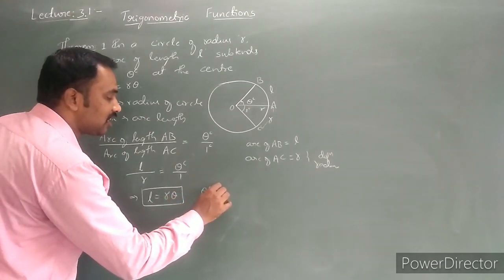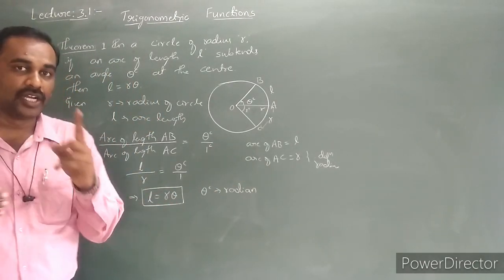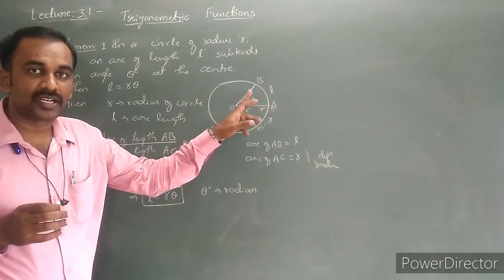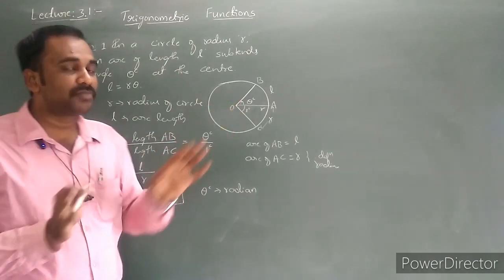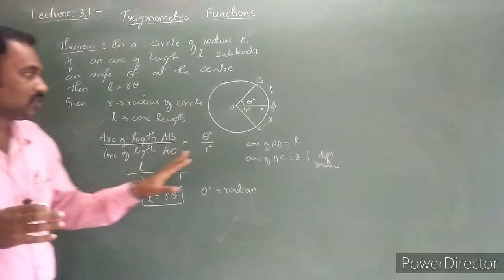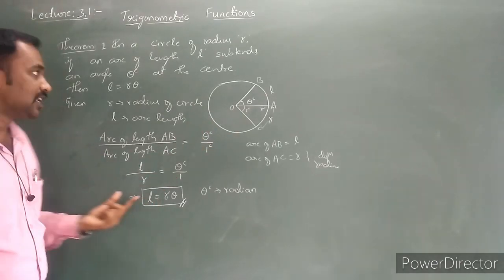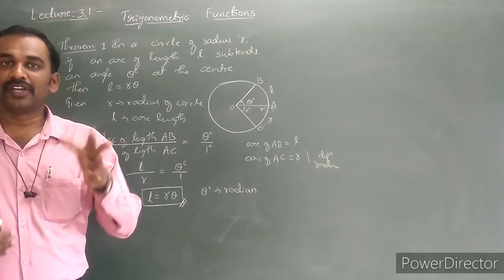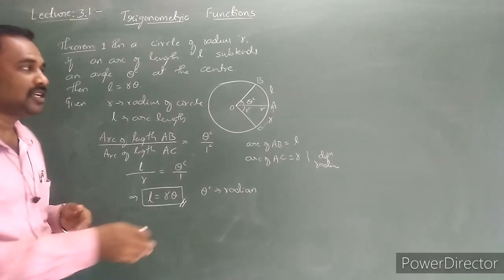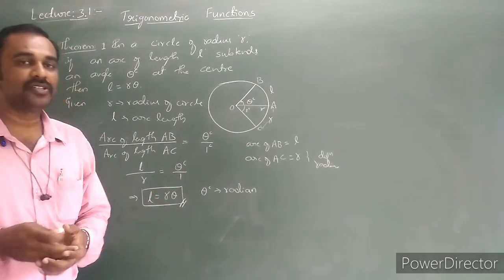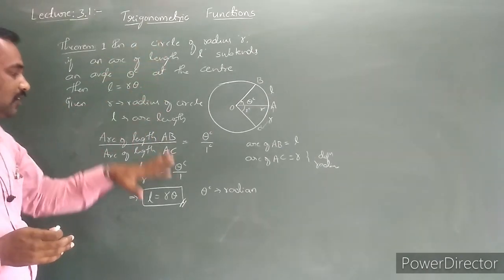Here the restriction is that theta must be in terms of radian. We can use this result whenever the angle at the center of the circle is in terms of radian. If you consider it in terms of degree, this relation will not be satisfied. So to use this condition, theta must compulsorily be in terms of radian. So L is equal to r theta is a very important result. Based on this result, we will solve problems in upcoming videos. The proof of the theorem is very important. Pause the video and note down this proof.